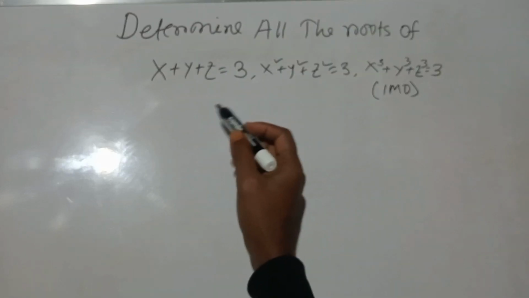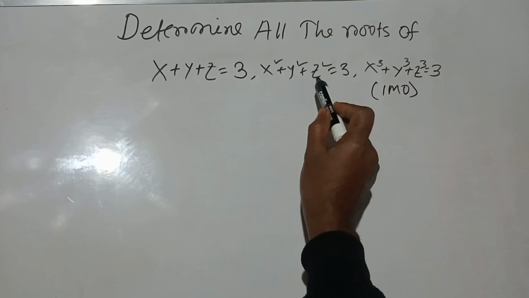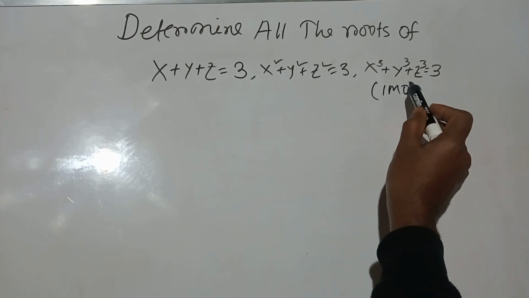So there are three equations: x plus y plus z equal to 3, x square plus y square plus z square equal to 3, x cube plus y cube plus z cube equal to 3.